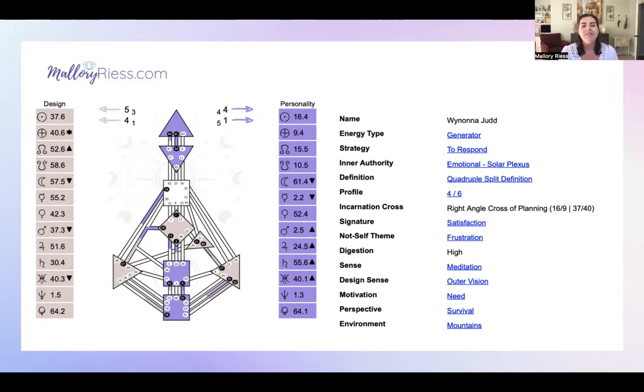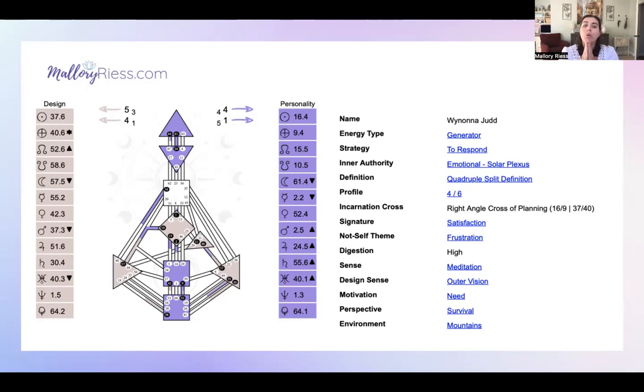And then we have the channels, which are those little white things. You'll see some purple, some pink, some just white. These are the channels that connect the different gates. And when you have a gate, for example, if you look at the upper triangle, that's the head center, the top triangle, and then the upside down triangle right below it is the ajna. Winona Judd has the 61st gate of the head center and the 24th gate of the ajna center, both activated, and they're connected.